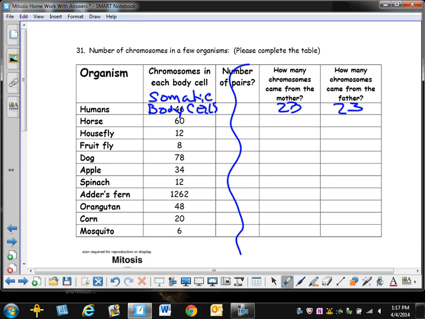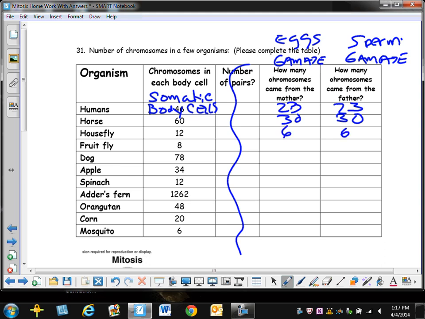How many come from a horse? 30. These are gametes. Gamete. And this comes from your mom, so what do we call mom's gametes? Eggs. Sperm. Okay, so the next one is 6 and 6, like 9, let's say. Okay, stop. I don't care about the rest of them.